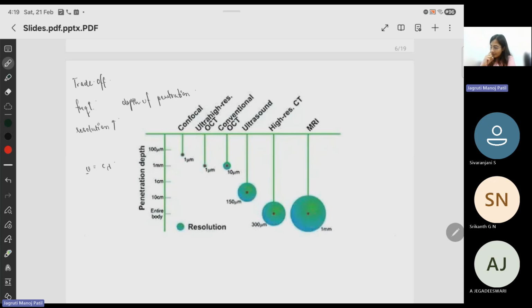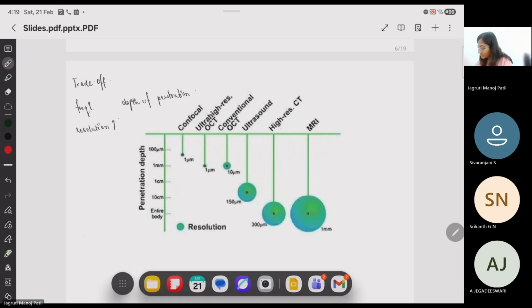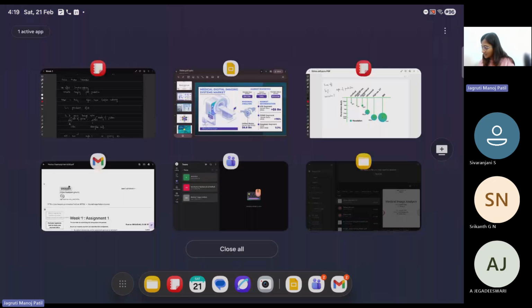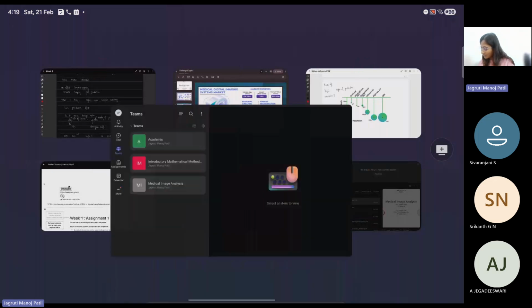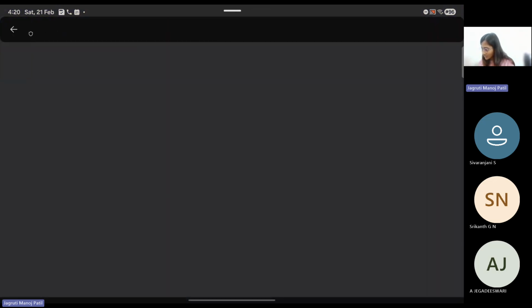Here frequency, sorry, did I write it wrong? Sorry, it's not working. It's not letting me write. Let me connect it again. Yes, what someone else just said. This is not working. Two minutes.